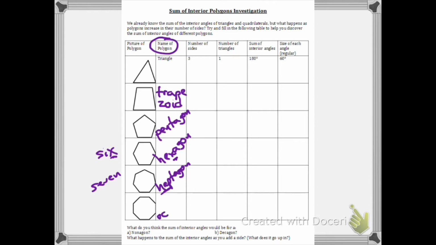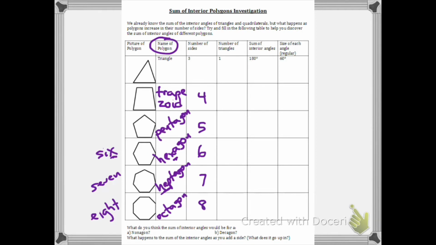Next one is your octagon, which you might see looks like a stop sign. Octagon, octopus, 8 sides. All right, so we can go through here. We can see that 4, 5, 6 sides, 7, and 8.